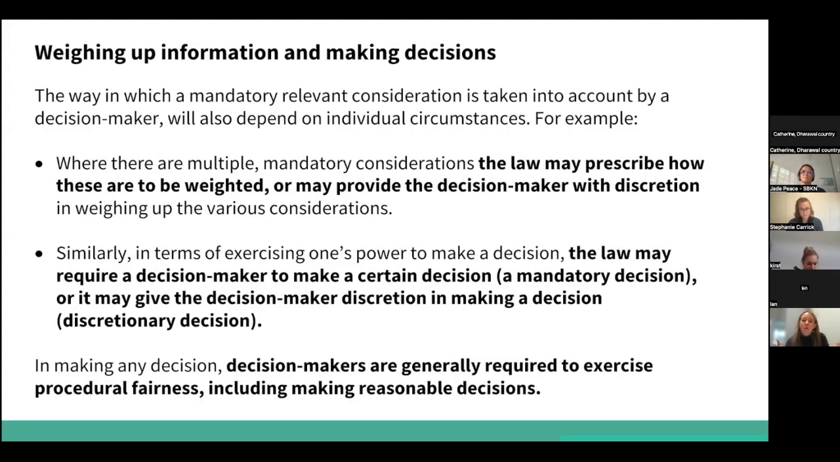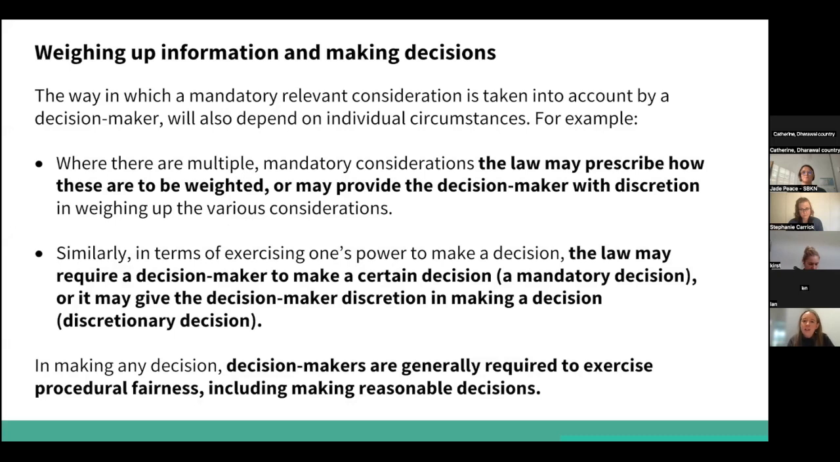And then what about weighing up that information and making the decisions? So again, it will depend on the individual circumstances. Where there are multiple mandatory considerations, the law may prescribe how they are to be weighted, or it might leave the decision maker with discretion to weight them. So for example, a piece of legislation might say, this is the primary thing the decision maker needs to consider, and then it can consider these other things. And so you would expect them to give more weight to that primary thing.